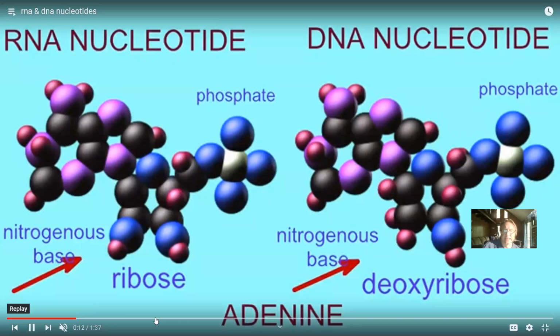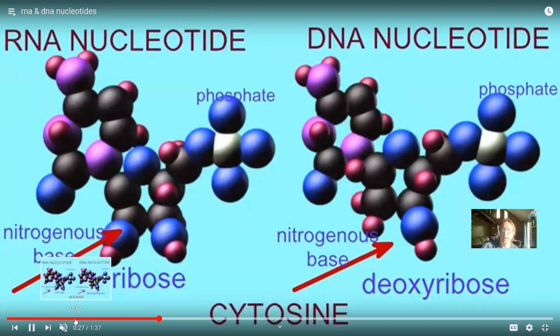And it is the presence or absence of oxygen on the number 2 carbon which determines whether this is the pentose sugar ribose or deoxyribose. And thus this determines whether we're talking about DNA or RNA. And then the same would be true of cytosine. The phosphates are identical. The cytosines are identical nitrogenous bases. It is the pentose sugar which either has the oxygen in ribose or lacks it in deoxyribose.